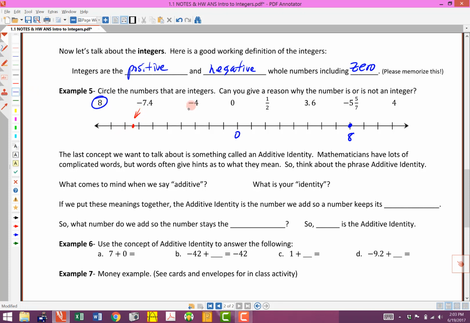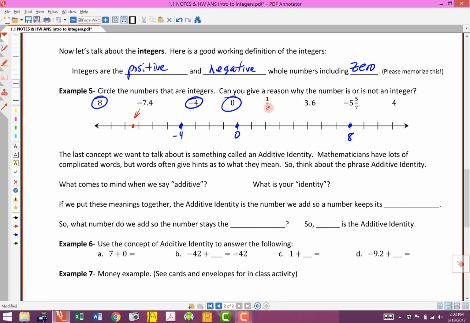Okay, let's go back to this one. Negative 4. Negative 4 definitely is an integer. So negative 1, 2, 3, 4. It's a negative whole number, so we're okay with that. Negative 4 is right there. 0 right there, that's the one we definitely include there, positive and negative whole numbers including 0, so we're going to say yes on that.